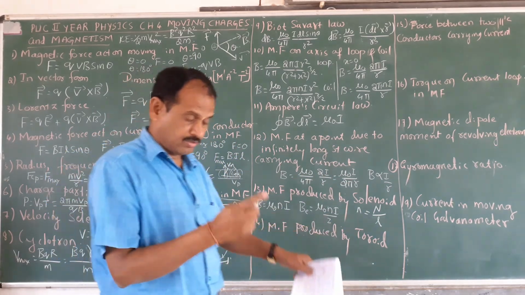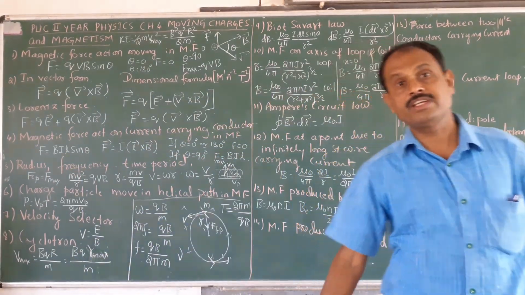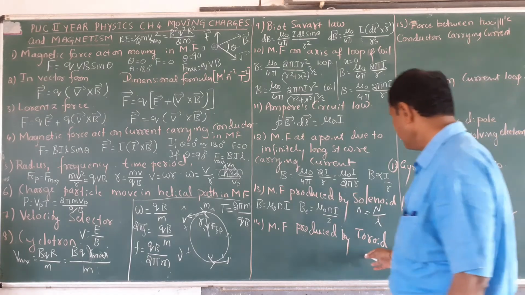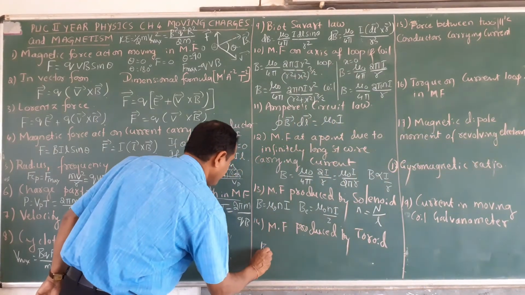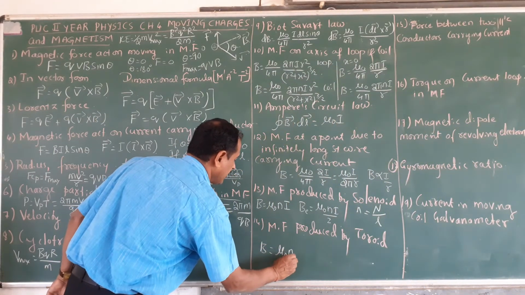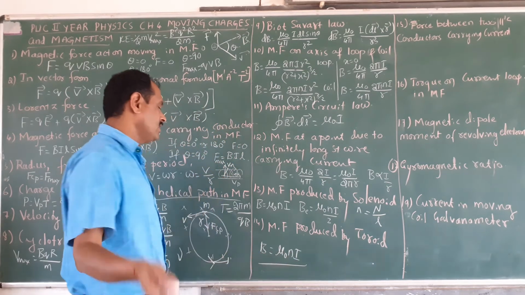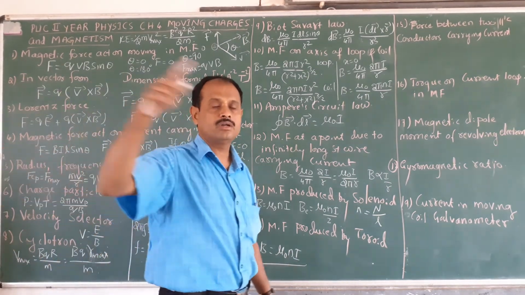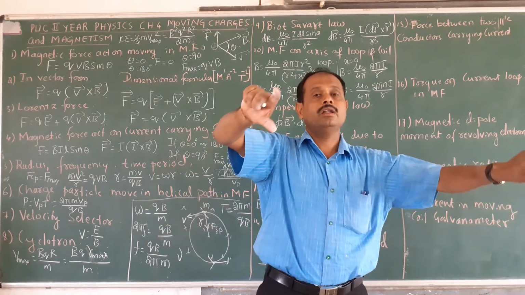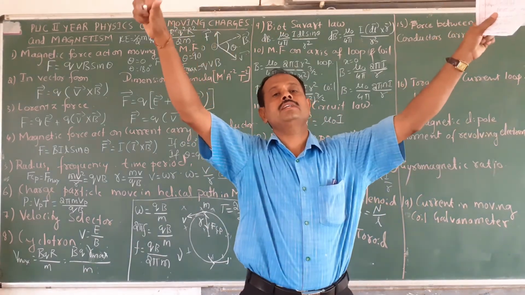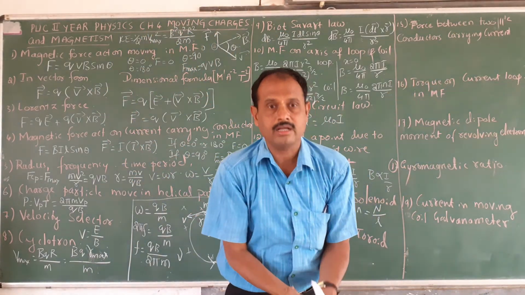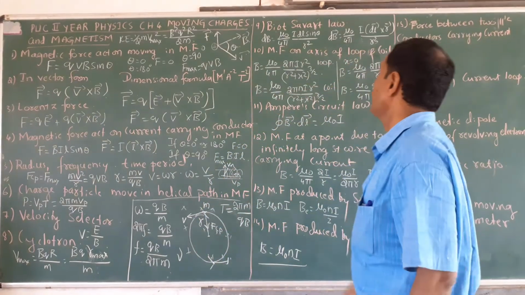when the solenoid is filled with air or free space. Now the magnetic field produced by a toroid, the same thing, B is equal to mu naught n I, where the magnetic field lines are concentric circles in the toroid. A toroid means a long solenoid bent into the form of a circle.